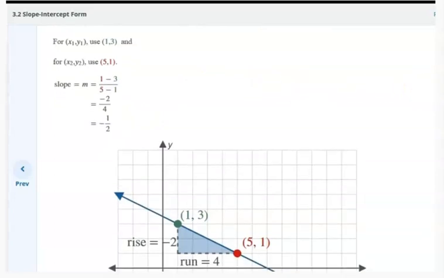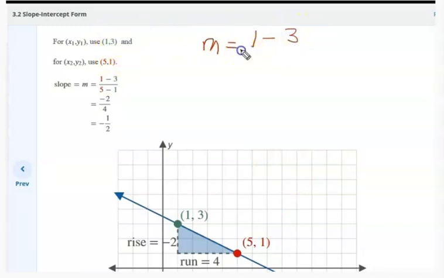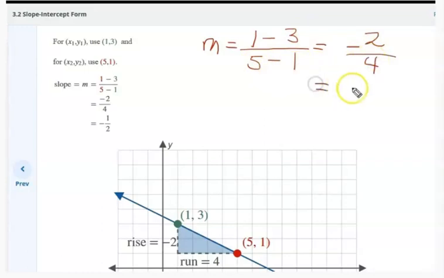So our slope is y sub 2, and we're going to use a 1 here, minus y sub 1, which is a 3. If you develop a little pattern, it works out very well, and then 5 minus the 1. So this is going to become a negative 2 on top over a 4 on the bottom, which simplifies to a negative 1/2.